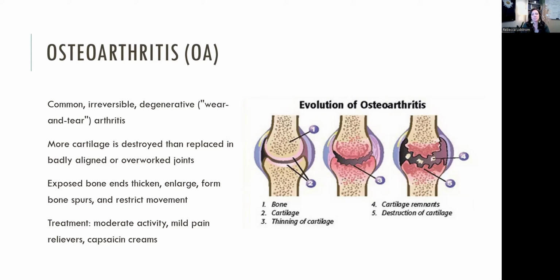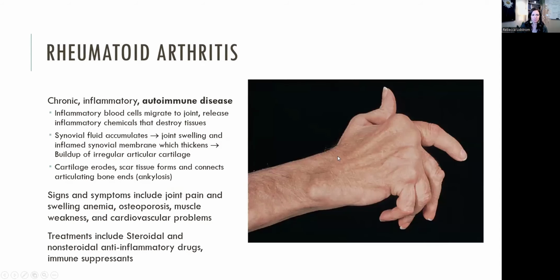So more cartilage is destroyed than replaced, and then the joints are badly aligned, which, like I mentioned a minute ago, those bones start to sort of fragment and disintegrate. The treatment is moderate activity and then mild pain relievers. And then there can be topicals that we use that help. So things like capsaicin creams we might prescribe a patient.